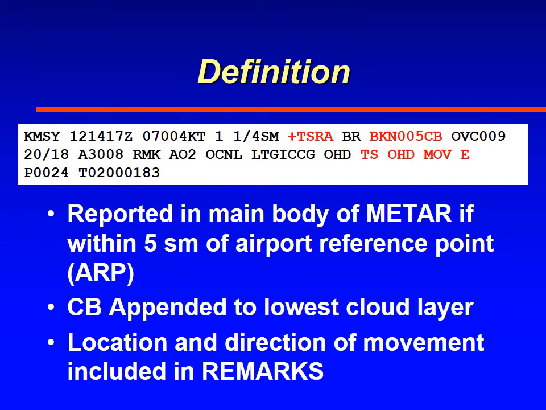So thunderstorms are reported in the main body of the METAR if the thunderstorm is occurring within 5 miles of the airport. I use the reference here ARP, or Airport Reference Point, which means typically the place where you make weather observations. And if that does occur, they'll also put in the cloud section CB. They'll annotate that or add that to the lowest layer of cloud. And then also, if they know the direction of movement of the thunderstorm, they'll put that in the remarks section. Here you see thunderstorm overhead moving to the east.